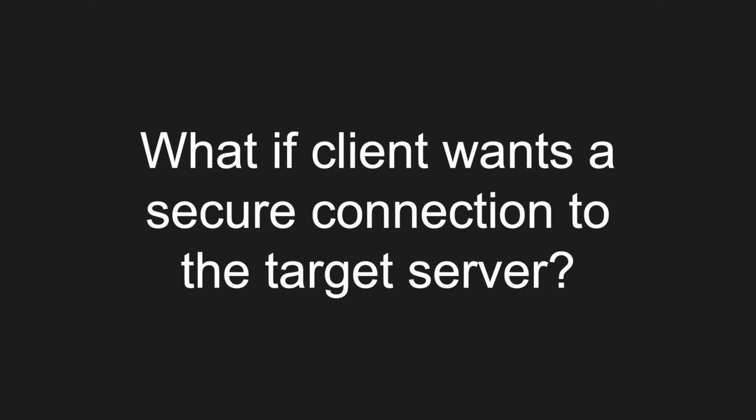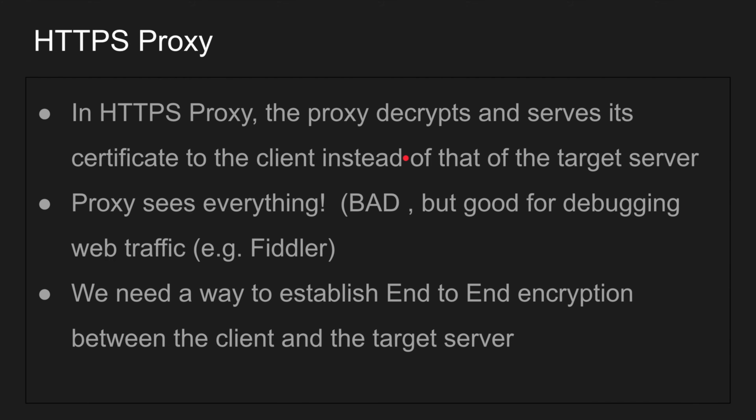However, what if the client wants to establish a secure connection to the target server? Not all this unencrypted stuff. I don't want anyone in the middle to see what I'm doing. It is now encrypted. I want everything to be encrypted, right? That's why TLS was invented. So in that case, we will implement an HTTPS proxy. That's without the connect method. Let's just use an HTTPS proxy.